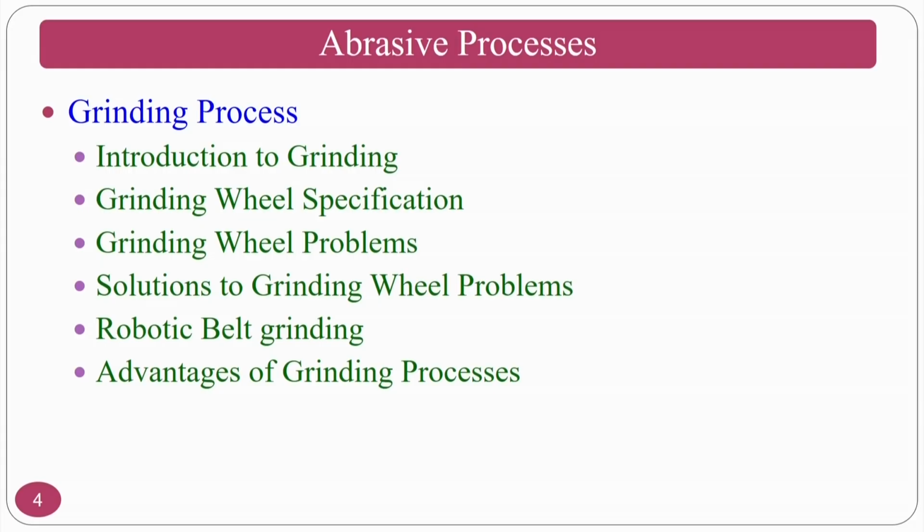In the grinding process, as I said in the overview of this class, we will study the introduction to grinding wheel specification, problems, solutions, robotic belt grinding, robotic soft wheel grinding, then advantages and applications of the grinding process. Okay. So, what is grinding? Many of you know it is one of the most commonly used processes in industry. It is one of the most used manufacturing processes as far as conventional finishing is concerned. Grinding comes first.